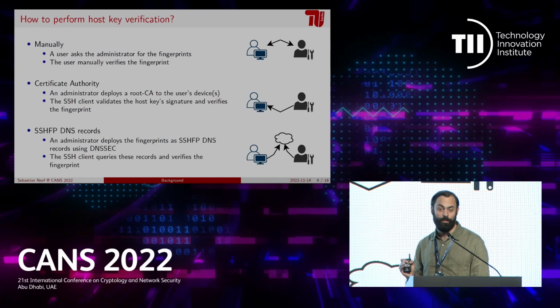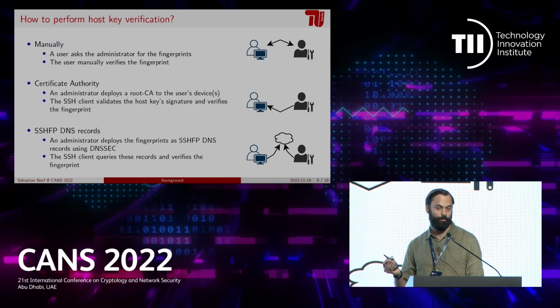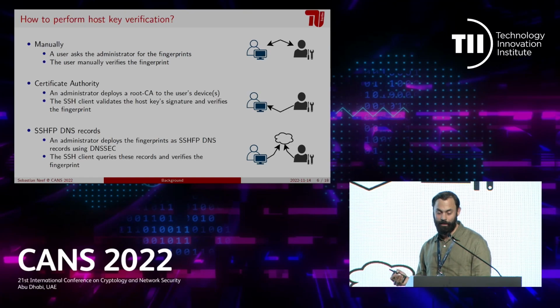But still, this requires prior work. So the user has to go somewhere, the administrator has to deploy the root CA, and again, this might not work in all scenarios. So one solution where neither the user nor the administrator need to know each other, or there's no need for them to interact, are DNS records, so the domain name system.